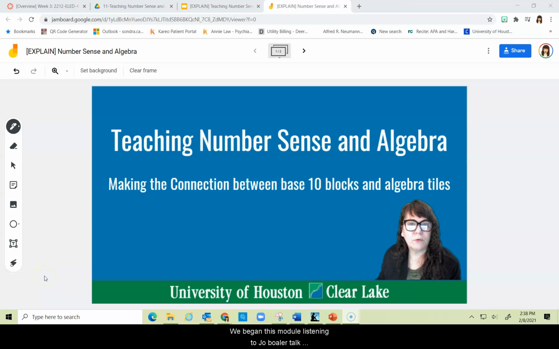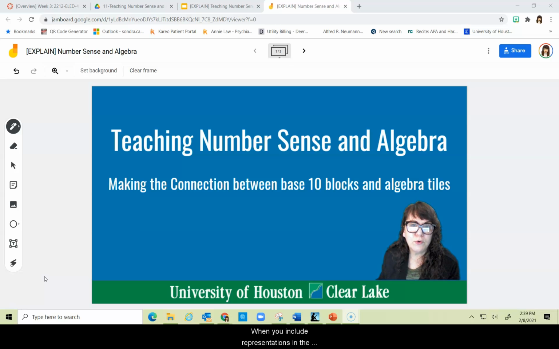We began this module listening to Joe Boaler talk about how anyone can be a math person. And then I had you respond to something that Joe said and ask you, how do we unlock the unlimited mathematics potential for our students? And then I had you take a dive into using two representations that are vital in the classroom to building a student's sense of number and algebra by looking at base 10 blocks and algebra tiles.